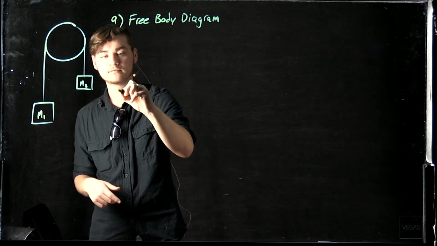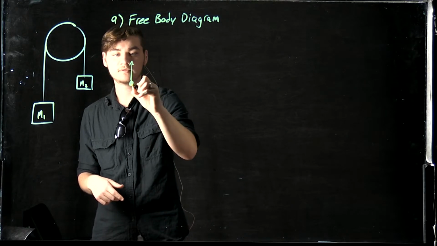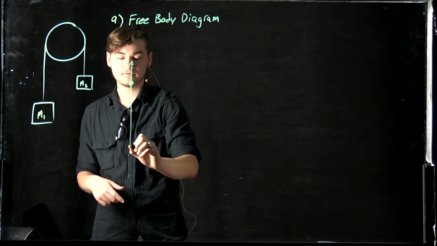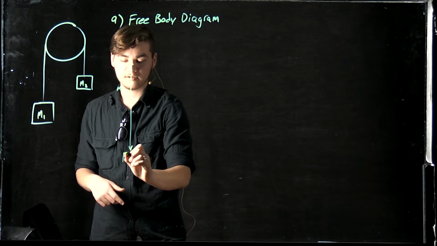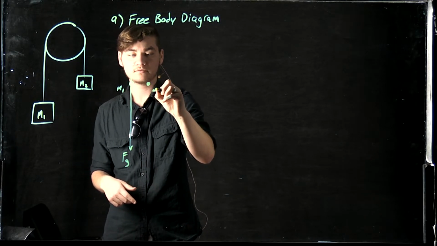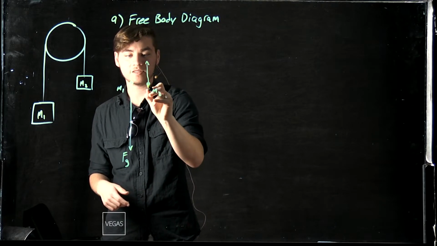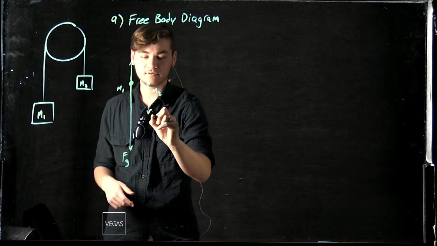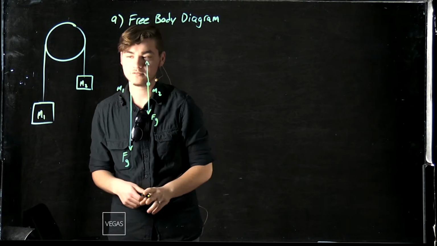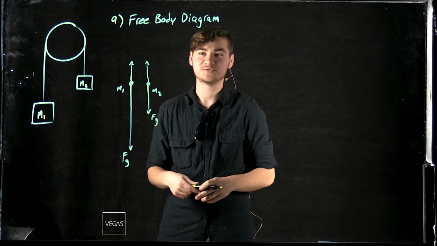This is mass 1. We have the tension force coming up, and then we have the force of gravity. And this one is mass 2. We have an equivalent tension force coming up, and then a smaller force of gravity coming down, because mass 2 is smaller. I should probably include what the masses of mass 1 and mass 2 are. It's probably a good idea.